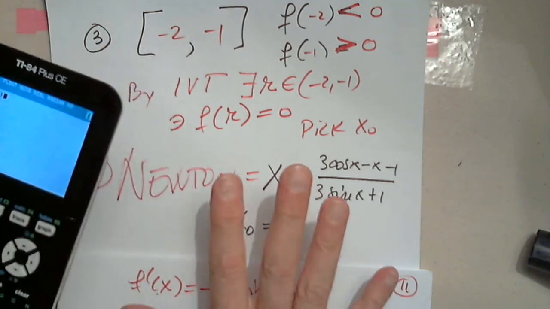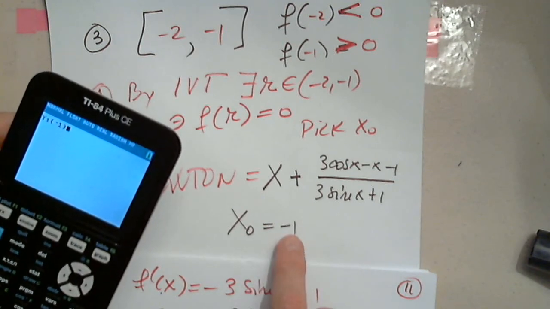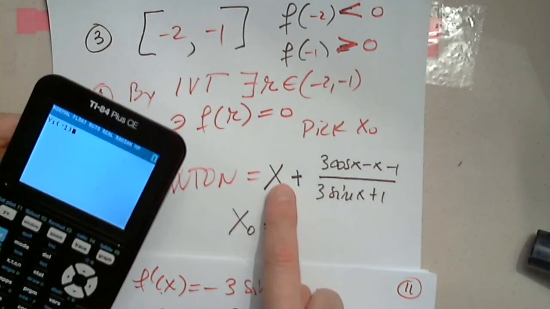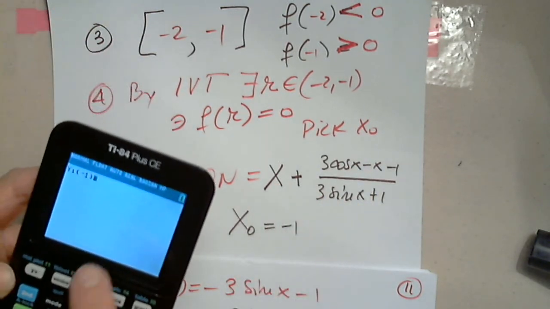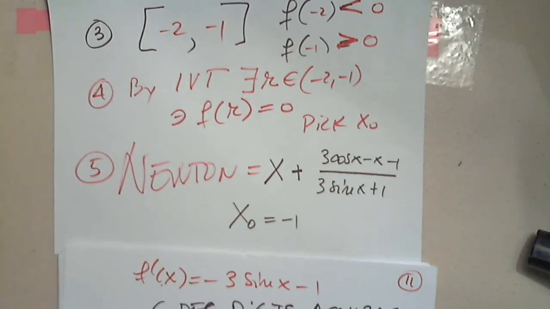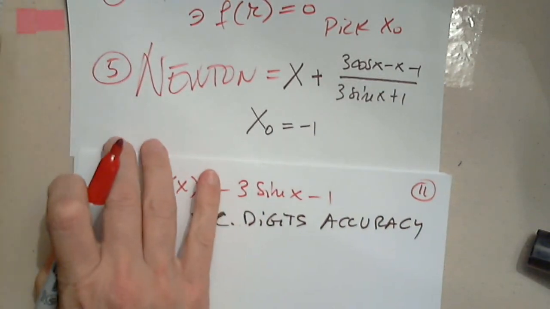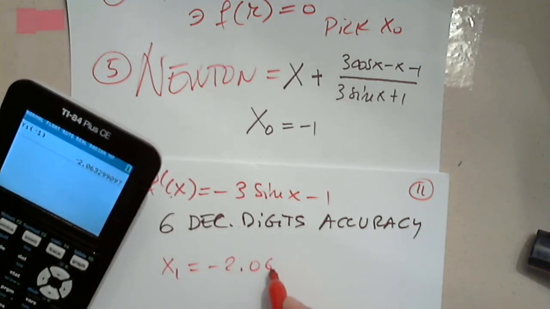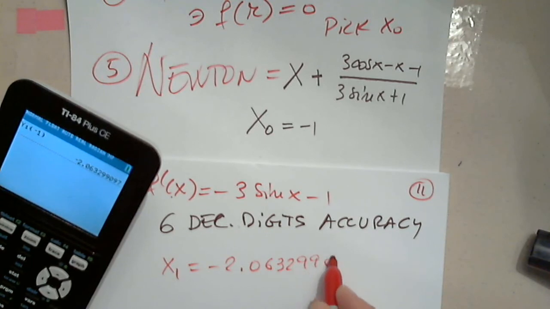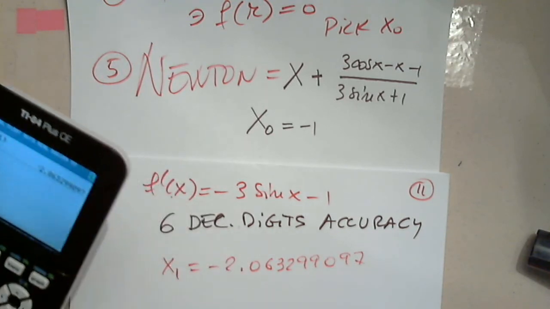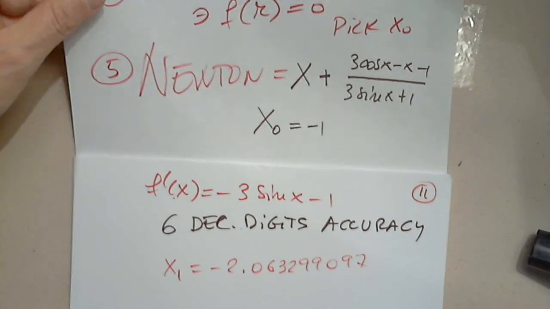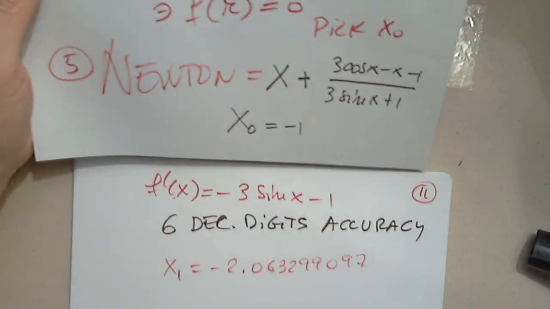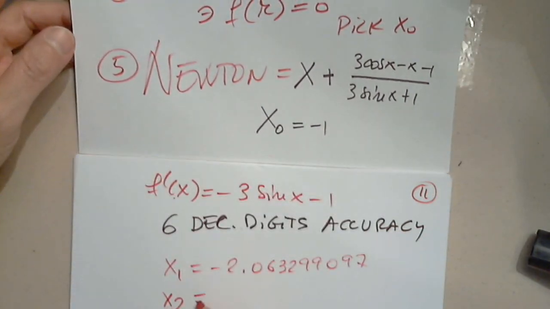Okay, so I plug in negative 1. And when I plug in negative 1, what am I obtaining? I replaced x by negative 1 everywhere, 1, 2, 3 spots, and when I click enter, the answer I get is the first iteration, the first approximation of the actual solution, negative 2.0632999097. I copied everything I see. I could say, oops, I'm in danger, potentially, because this is outside of the interval. That's okay.